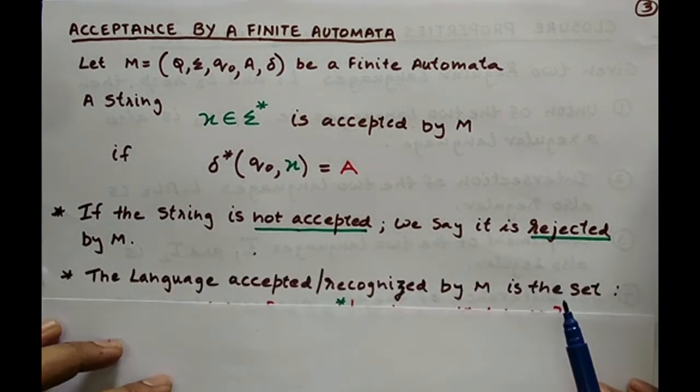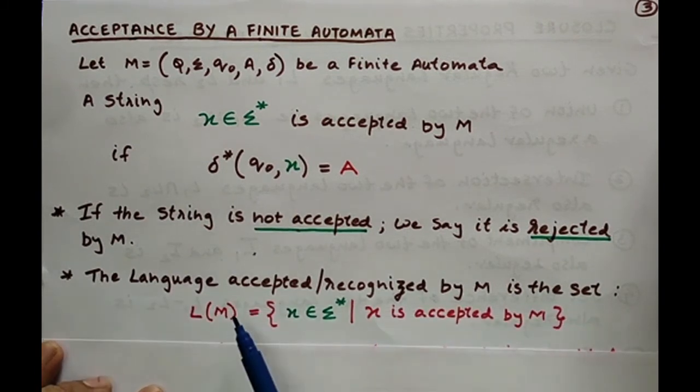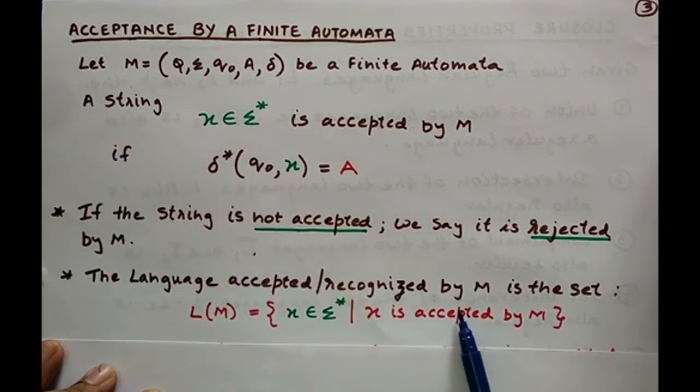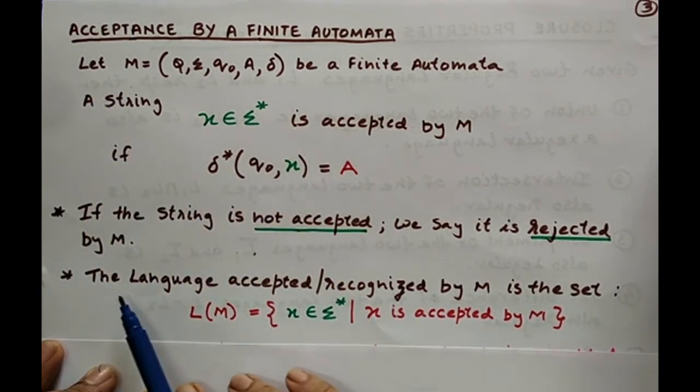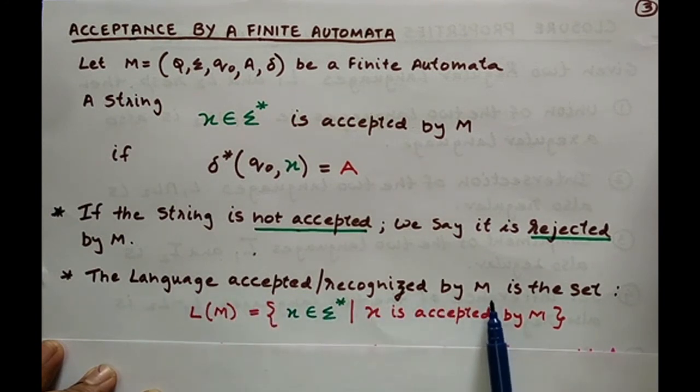The language accepted or recognized by M, that is the machine, the finite automata, is the set L of M. So the language accepted or recognized by machine M is written as L of M. That means the language is recognized by M. Now what is this set? It is basically a set wherein every element X is a string such that X is accepted by M.